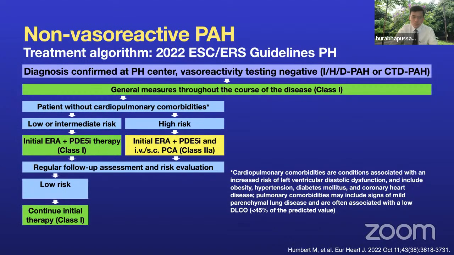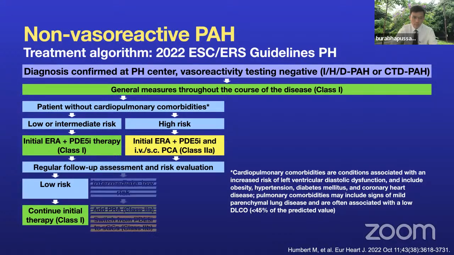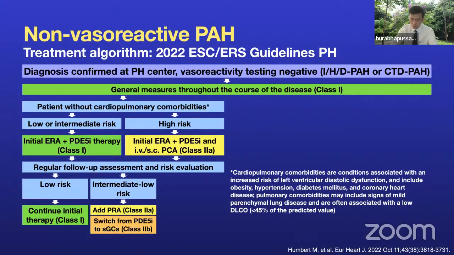If they are low risk, okay, fine, they can stay on the same therapy. But if they are not low risk, we have to do something else. If they stay intermediate-low, we can add selexipag, a prostacyclin receptor agonist, or switch from PDE5 inhibitor to a soluble guanylate cyclase stimulator.